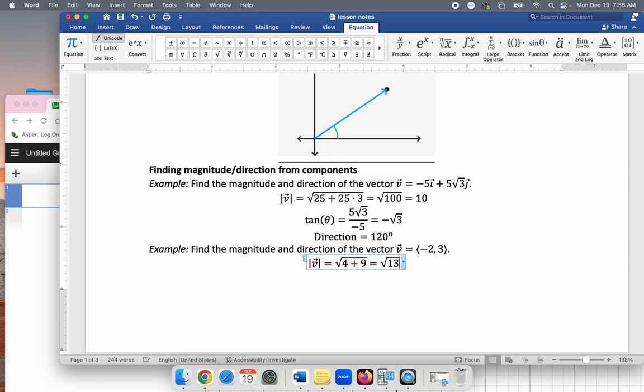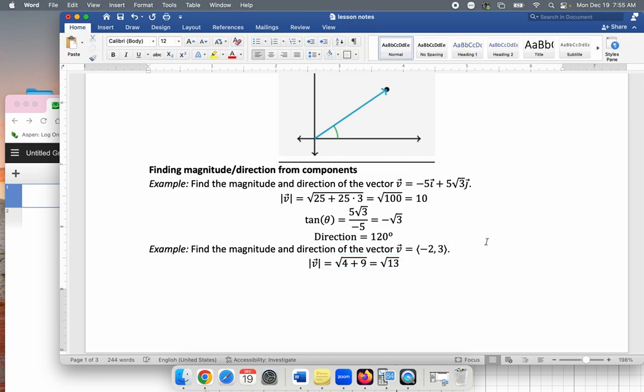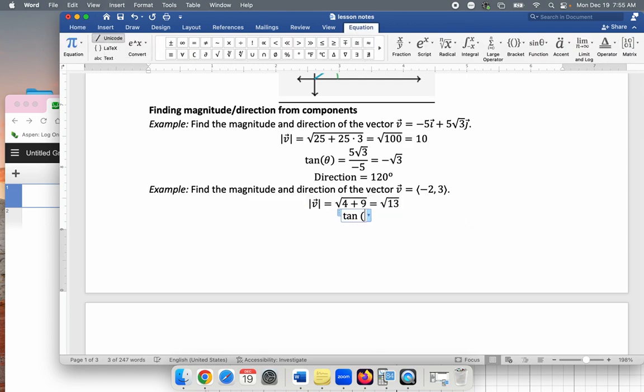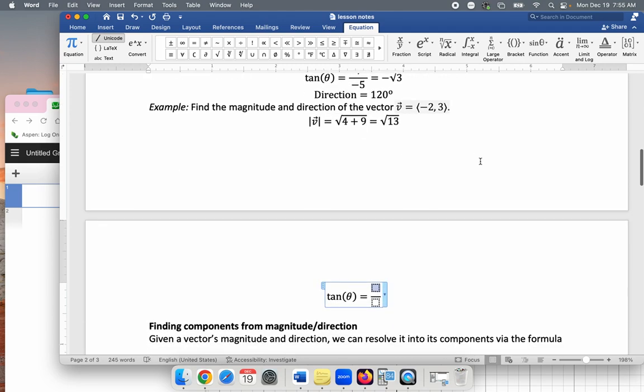So the magnitude of this vector is root 13. As far as the direction, let's have a look at the tangent value. Well, I know that the tangent of theta has to be the y component divided by the x component, which of course gives you -3/2.